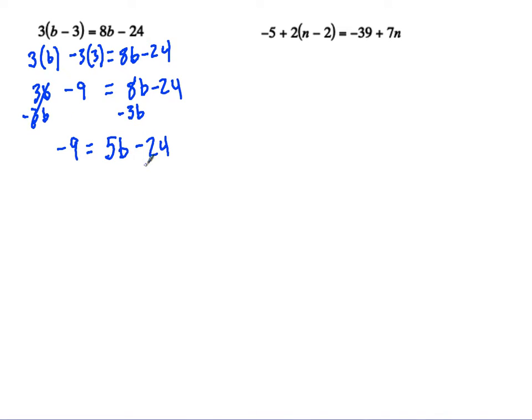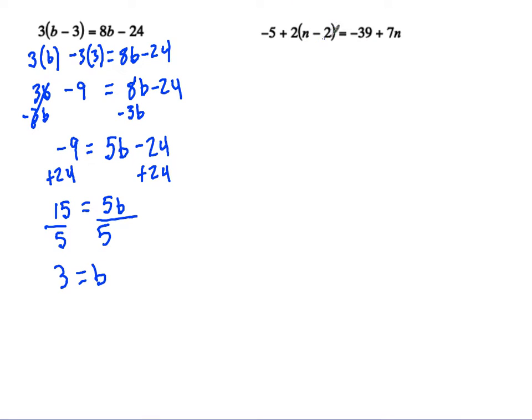Now, add 24 to both sides. -9 plus 24 is 15. 15 equals 5b, so divide by 5. And 3 is b.